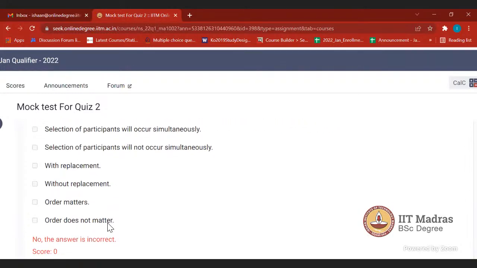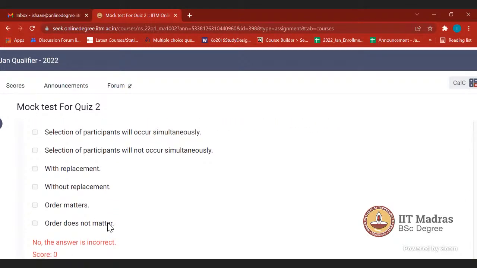I selected these things will not occur simultaneously. I got confused. So why not occur simultaneously? Simultaneously means we are doing this thing at the same time. We are selecting 5 participants, one after the other or at the same time, right? So that's the simultaneous thing. Without replacement, because you cannot select the same participant again and again.